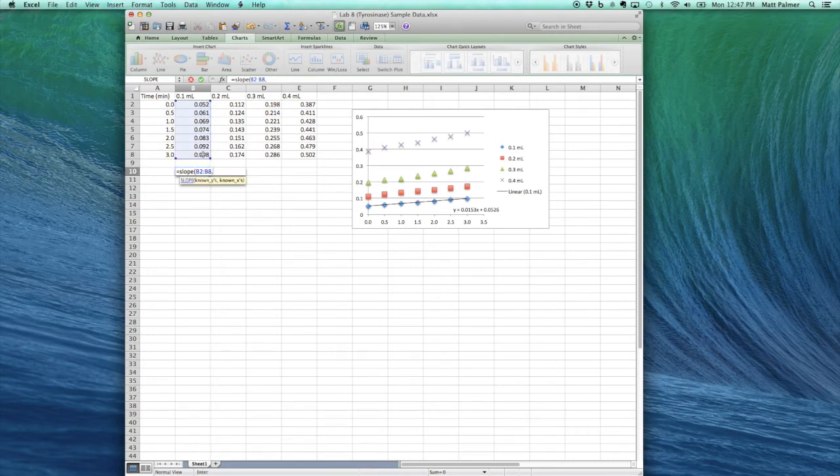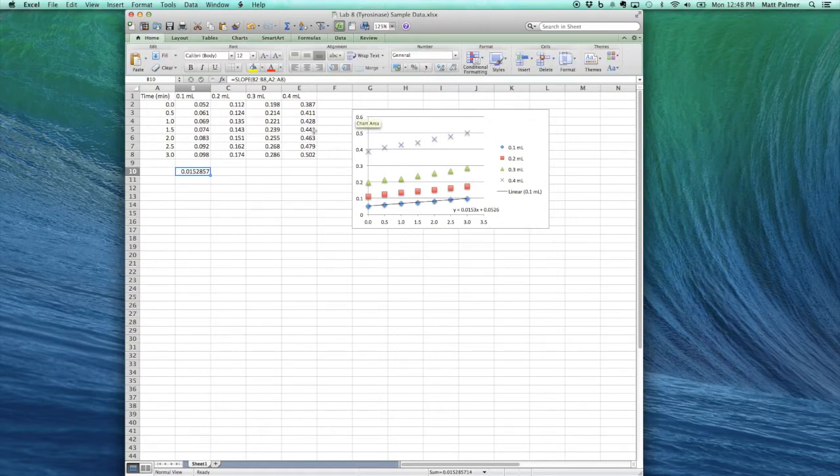I type in a comma to move to the next argument, the x values. My x values are time. You can hit enter or close the brackets and hit enter. It is really up to you. This gives us our slope. This is the actual value of our slope. And if we make the decimal places match what we have on the chart, you can see we get the same value, 0.0153.